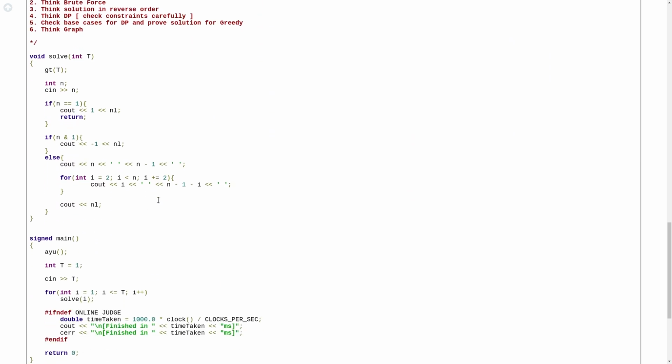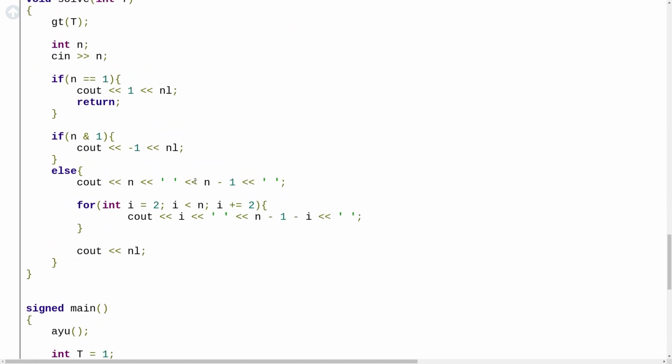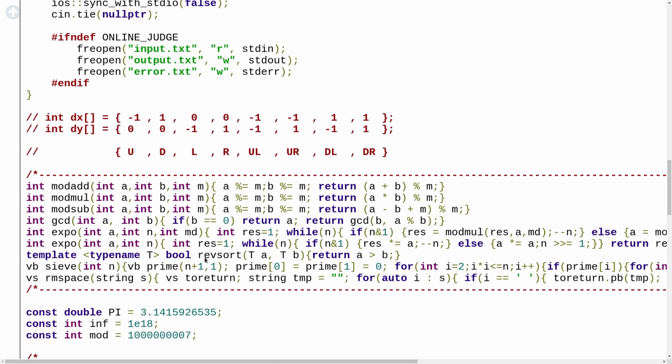So the code we have here is very simple. It is just what I have explained till now. Whenever n is equal to 1, we just print 1 and that would be our answer. Otherwise, if n is odd, I just print -1. Otherwise, when n is even, I print n and n minus 1 first, and then I run a loop from 2 till less than n, incrementing the value of i by 2 every time. So I am printing i and n minus i minus 1. This would be the final solution of this particular problem.